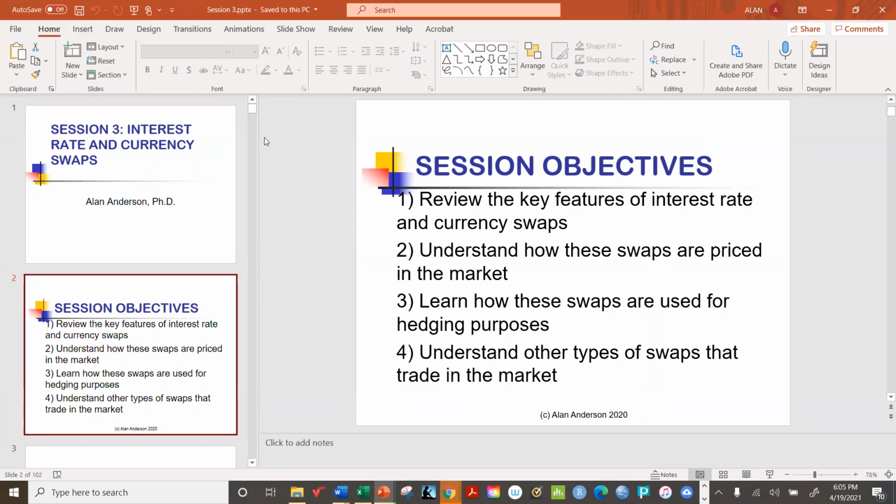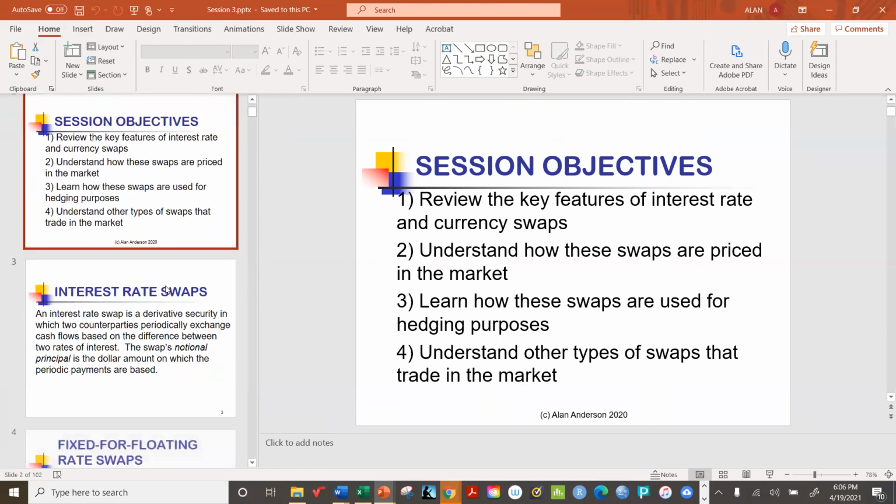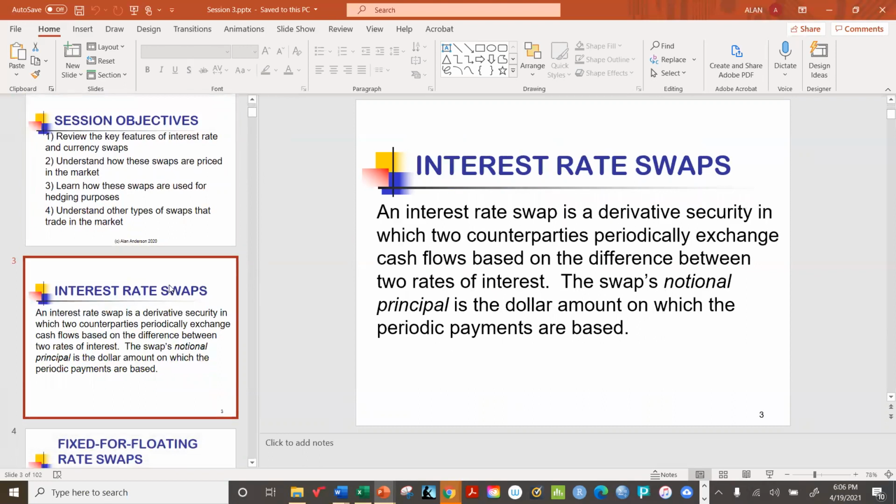First of all, we want to review the key features of interest rate and currency swaps. We want to understand how they're priced in the market, which is something we haven't done up to this point. Learn how the swaps are used for hedging purposes, which is, of course, the whole point of having swaps, and understand other types of swaps that trade in the market. We did mention at one point that besides interest rate and currency swaps, there are many other kinds of swaps out there. They're not nearly as popular, but they're still very powerful in spite of that. All right, so we'll start with interest rate swaps.